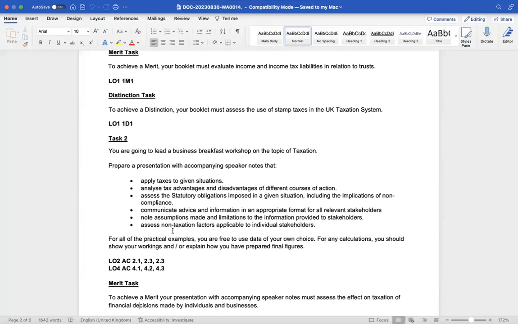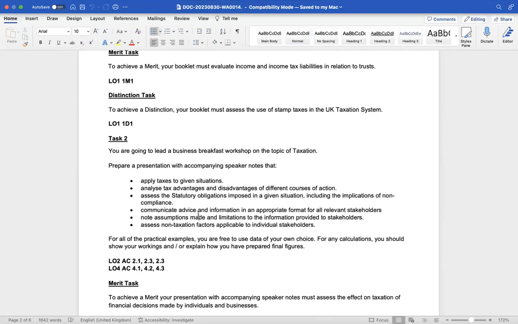So then the last one is assess non-taxation factors applicable to individual stakeholders. So when you come to this point, you need to discuss non-taxation factors that can impact decision making for individual stakeholders, such as personal financial goals, risk tolerance, and ethical considerations. Just provide guidance on how to balance taxation considerations with other financial and non-financial factors.